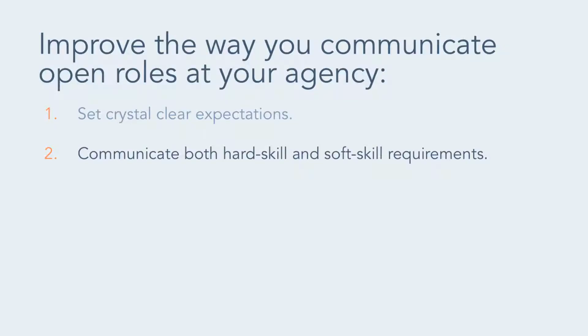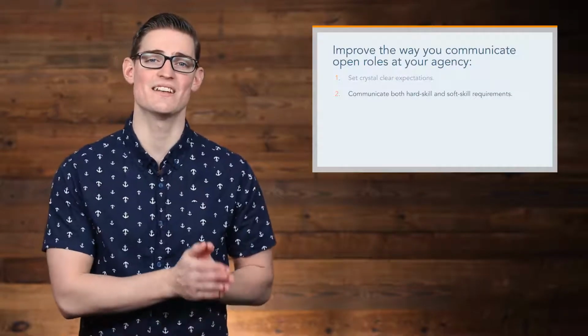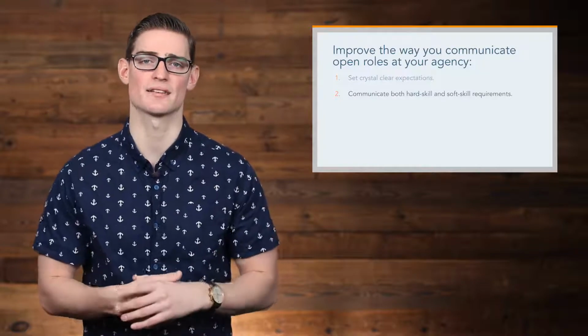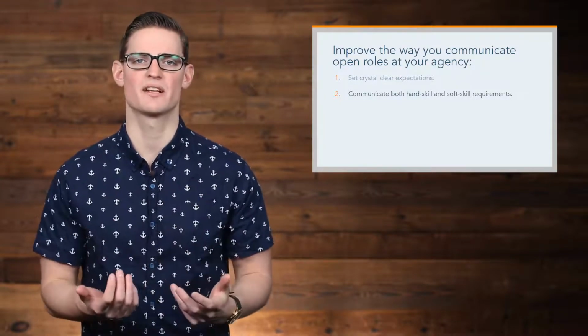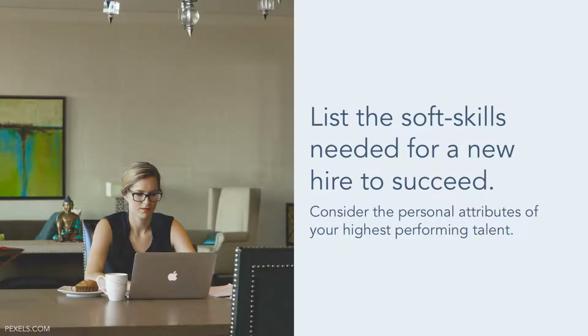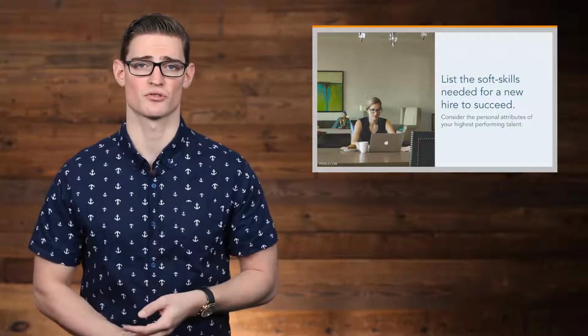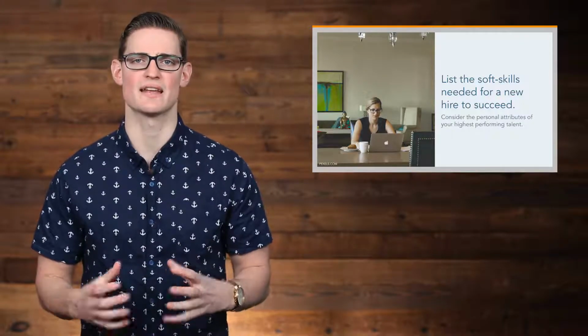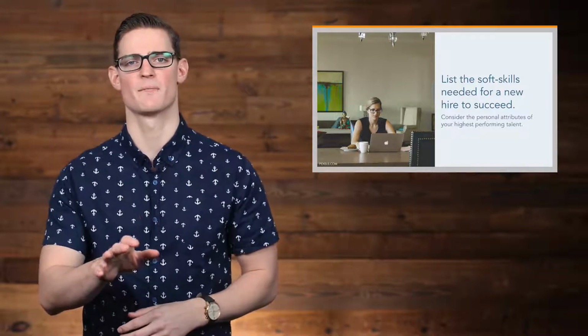Second, communicate both hard skill and soft skill requirements. Poor performing job descriptions tend to lean only on the literal tasks being asked of a new hire. Yes, it's important to be clear about what someone will be expected to do in a new role, but it's equally as important to list the soft skills needed for a new hire to succeed. And if you're unsure about soft skills, consider the personal attributes of your highest performing talent. What sort of social skills, character traits, and personal attributes translate into success for your agency? Maybe the more important question to ask is, what skills are needed to elevate your agency?